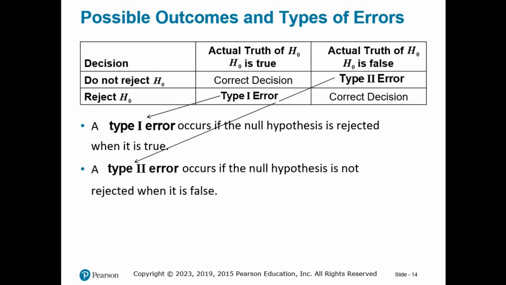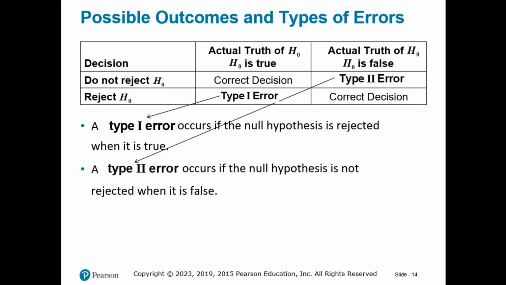Okay, a type 2 error occurs when the null hypothesis is not rejected when it's false. This means that the equality statement made in the null hypothesis was false, not true, and we failed to reject it. We missed that it should have been rejected. If we failed to reject it, that's a type 2 error.